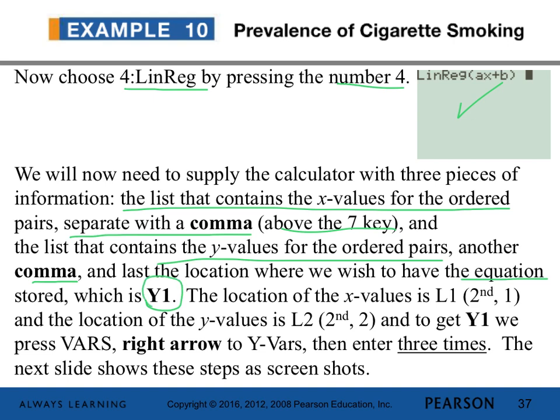The way that we tell it that is, the location of the X values is in list 1, or L1, so you press your second and your number 1 key. The location of the Y values is in L2, so you press your second and your number 2 key. And then to get Y1, you press the VARS key, which is right below your arrow keys. You use the right arrow to go to the Y variables on that window, and then you press enter 3 times.